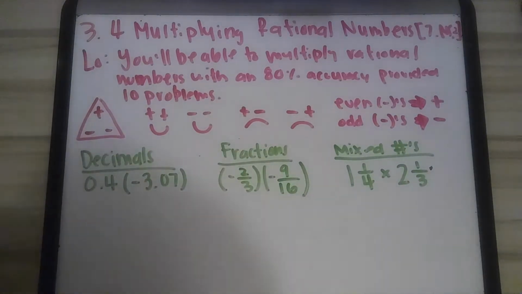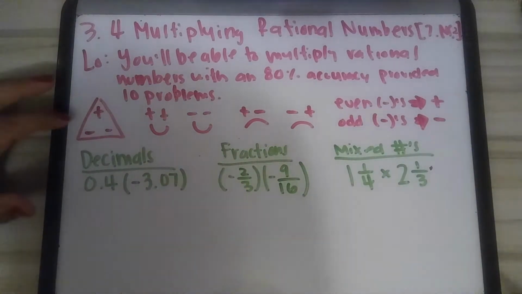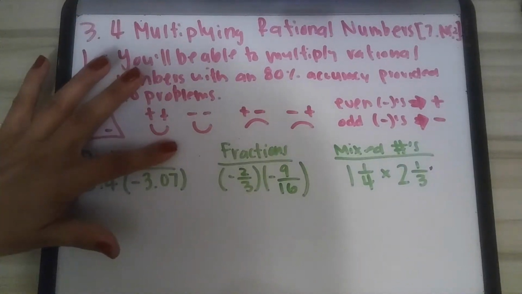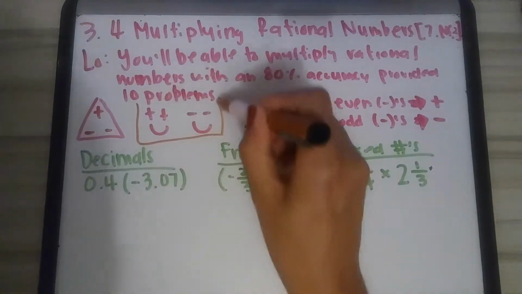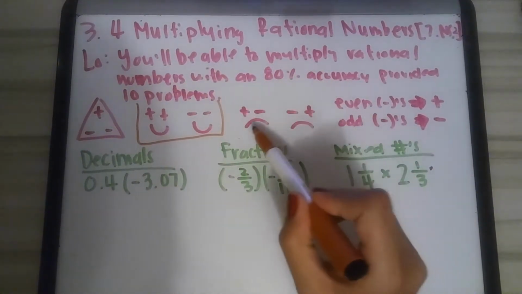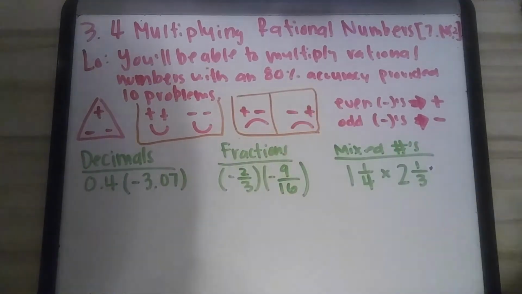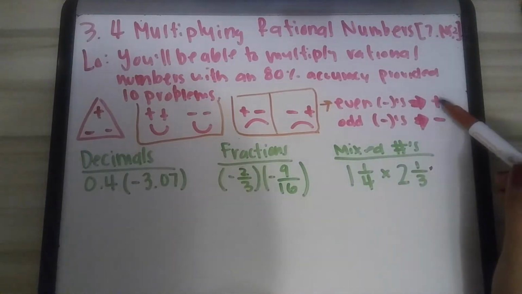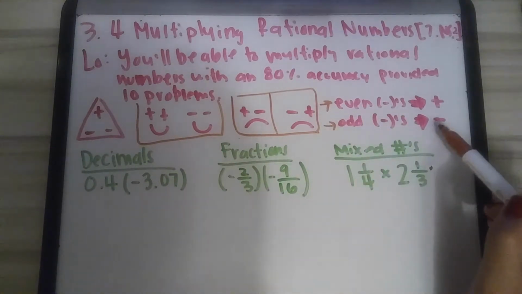10 problems. One thing that we have to remember when we multiply or divide is that whenever we have, for instance, two positives, we're going to get a positive answer. Same with the two negatives. We also have to remember that when we have a positive and negative multiply or divide by each other, that's going to give us a negative answer. And that same with the different order. The thing we have to remember is that even amount of negatives is going to result in a positive answer, and then odd amount of negatives is going to result in a negative answer.